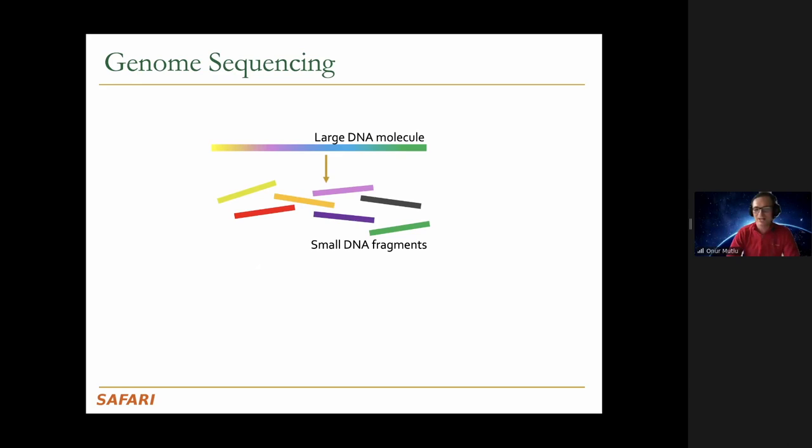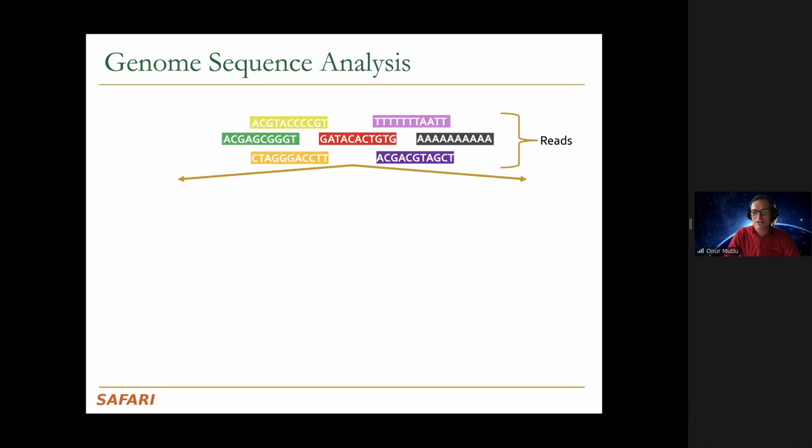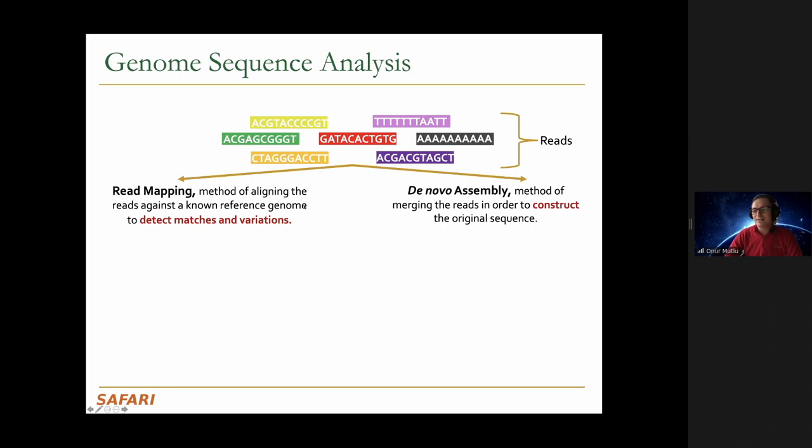So there are two things that we can do with these reads. One is mapping these reads, which means that we want to align these reads to a known reference genome to detect matches and variations. The other is de novo assembly. And this is a method of merging the reads in order to construct the original sequence without aligning to a known reference genome. And you could do a combination of these for understanding. But read mapping happens when you have a known reference genome like this, or at least somewhat known reference genome.